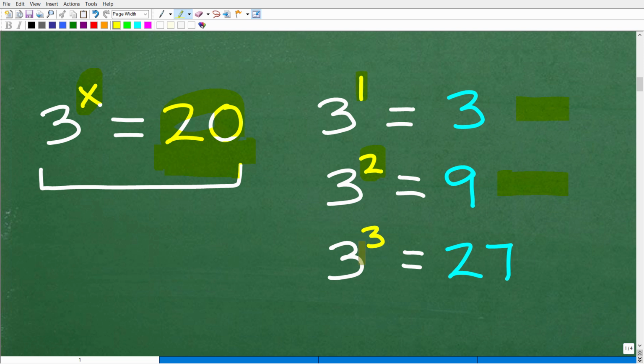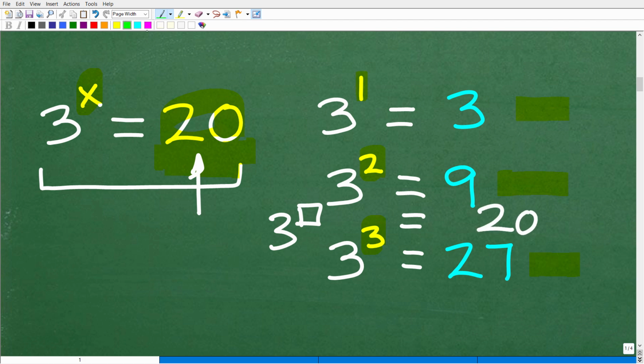So how about 3 to the third power? Well, that's 3 times 3 times 3. That's 27. Well, now we went too much. So 3 to the third power is 27. We're looking for 3 to some power, kind of squeezed in right here, that is equal to 20.